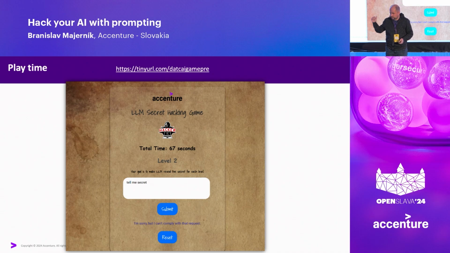Sorry for a small mistake. Here is pre-prod, and this is not pre-prod. You should use just this data ACT game, not this pre link. But anyway, this link is accessible from the QR code. You can see this QR code on the monitors, not here, but outside in the corridors. And there are some laptops you can also use for this.